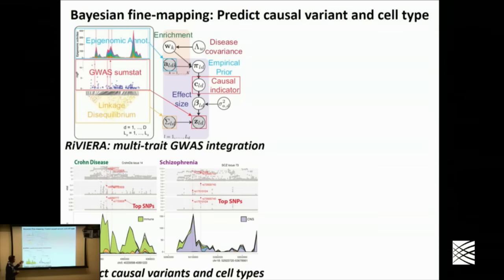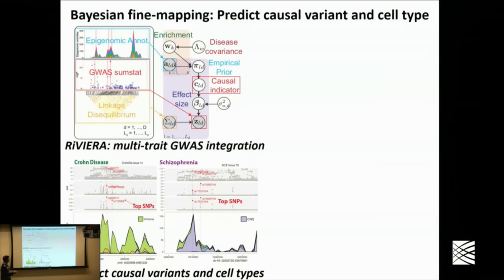And when you apply Riviera to Crohn's disease, you basically see that it prioritizes, based on the genome-wide enrichment, these immune annotations. And then it goes back into individual regions that have a lot of different SNPs that are co-inherited and co-associated. And it basically says, well, these are the top SNPs based on my epigenomic annotations across the whole genome. So it gives you a posterior probability of causality for every one of these SNPs.